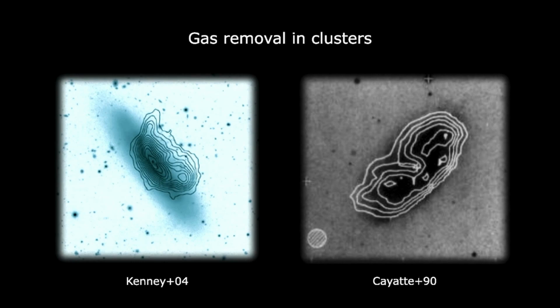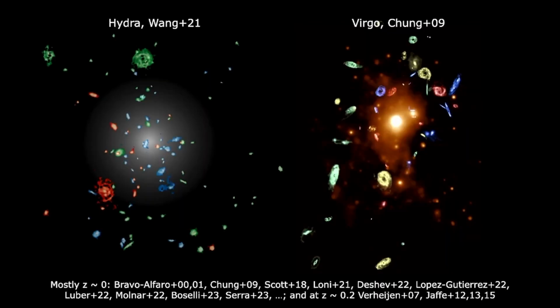And even deeper observations showed how this truncation happens, and it's because you're pulling gas out of the stellar body of galaxies through, in this case, the hydrodynamic interaction between the ISM and the intracluster medium that the galaxy is moving through. And Luca Cortese will talk about all the details of this, so I won't mention anything more except two very quick and relatively shallow points.